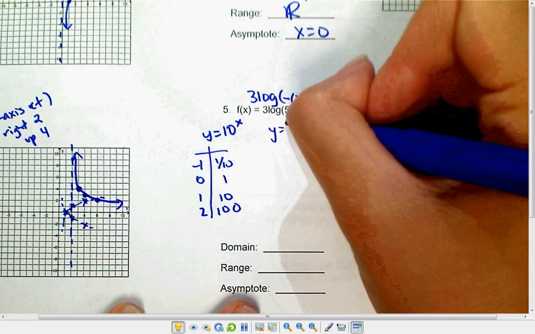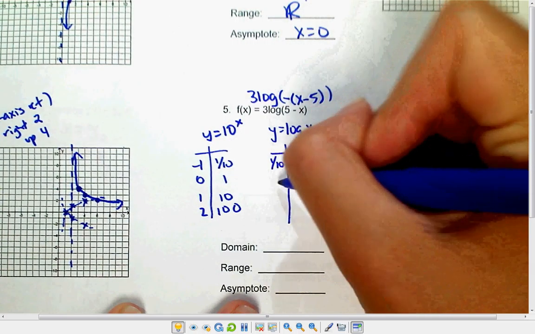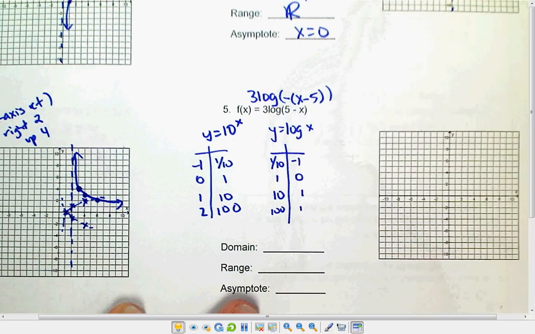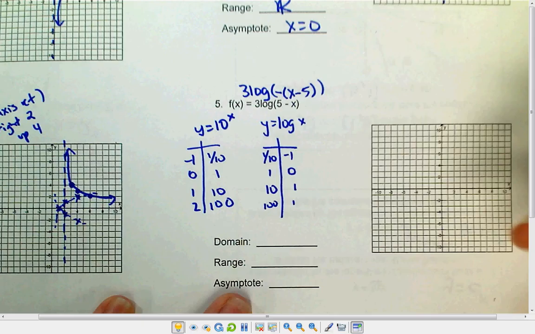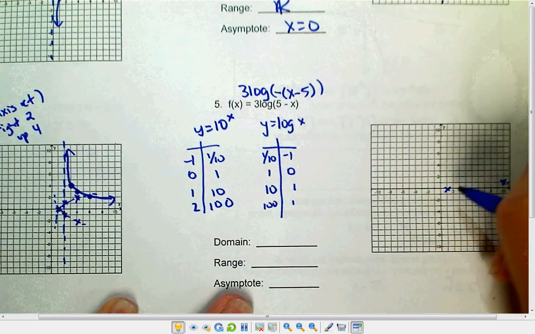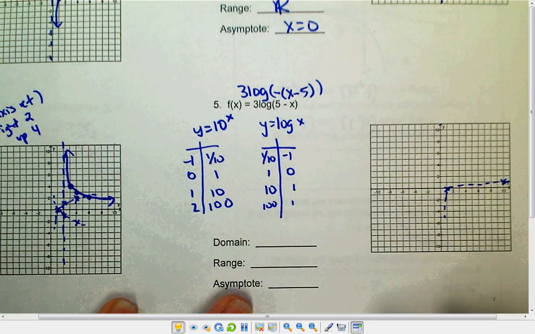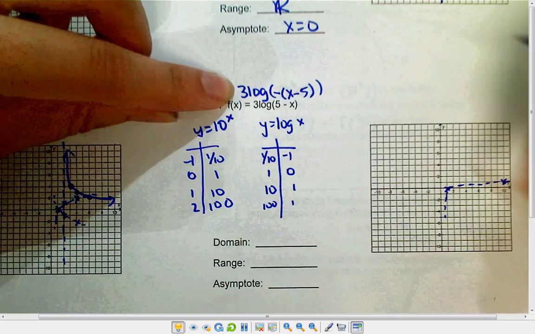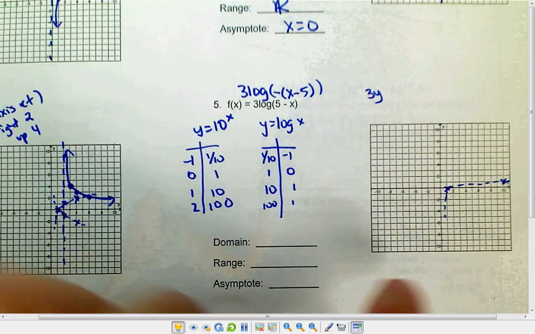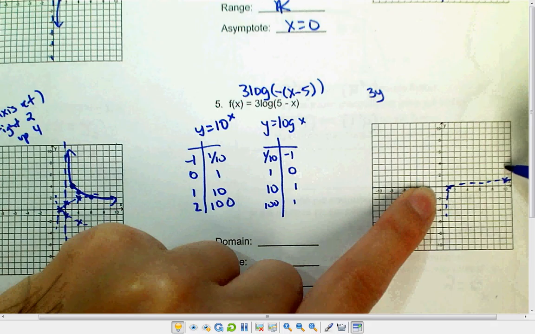So for my log base 10, I'm just going to switch my x and my y. 1, 0, 10, 1, 100, 2. So when I'm plotting this for my parent function, I'm only going to see 1, 0 and 10, 1. The rest of them are going to be off my graph. So very steep graph. Okay, so what's happened here? So I have a 3 on the outside, which means I'm multiplying all my y's by 3. So if I multiply all my y's by 3, this point stays the same. 1 multiplied by 3 moves it up to 3, so this is my new point.